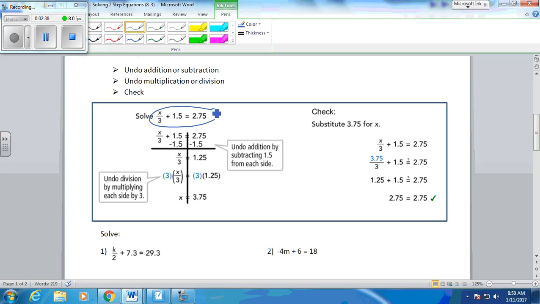Then for the check, you're going to rewrite that original equation again, and then substitute your answer that you got for x in place of the x. So then we go through and use our order of operations. 3 75/100 divided by 3 does give us 1 25/100. Then double check, does 1 25/100 plus 1 5/10 equal 2 75/100? Yes, it does. So the check, it's important that we do know how to solve the check.